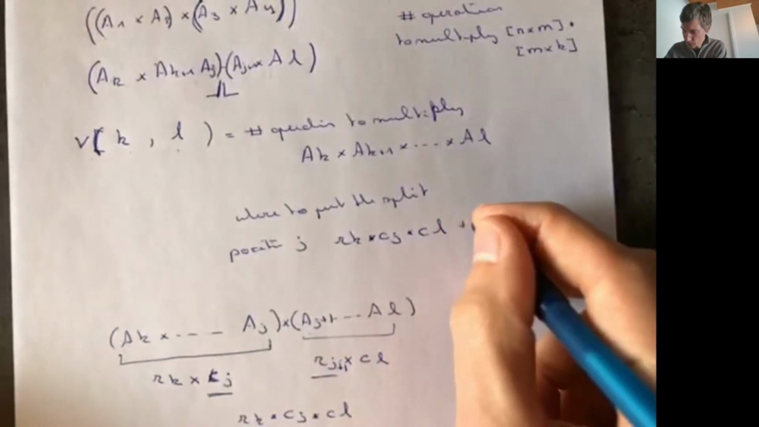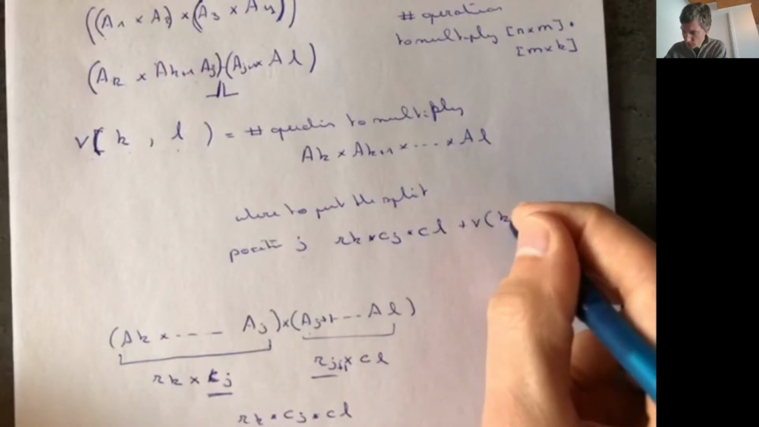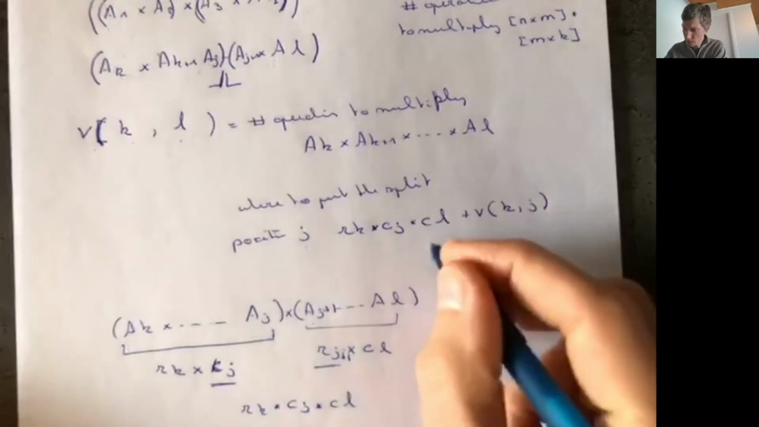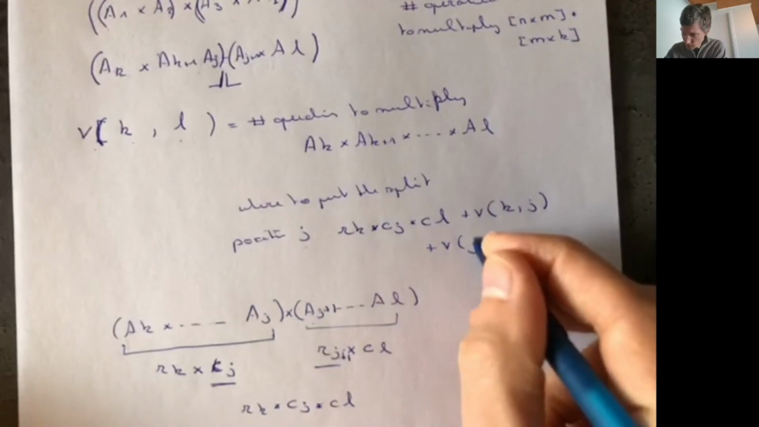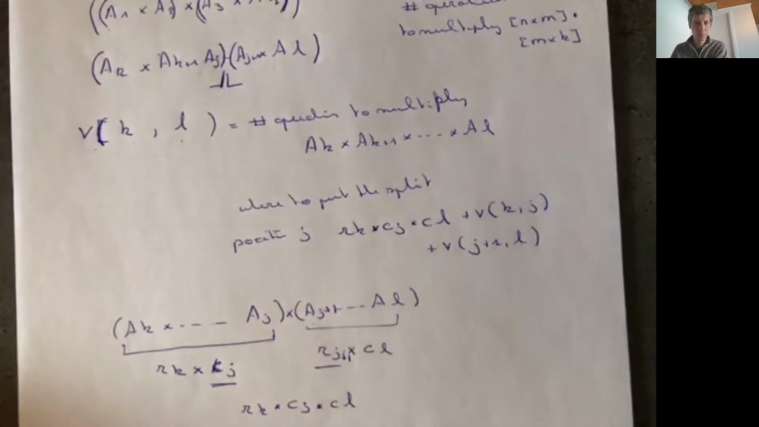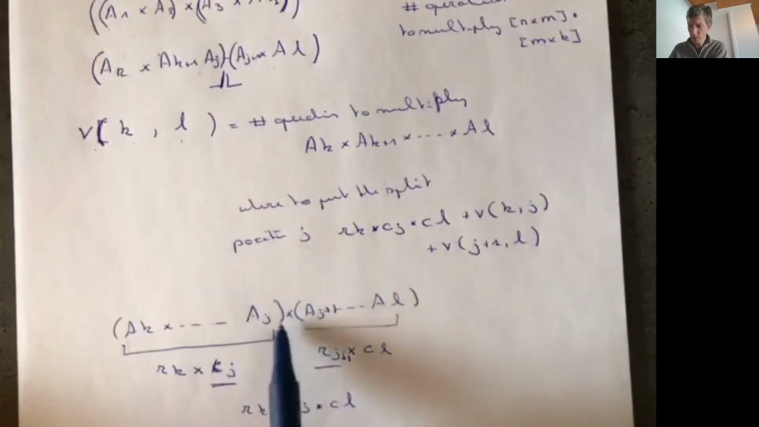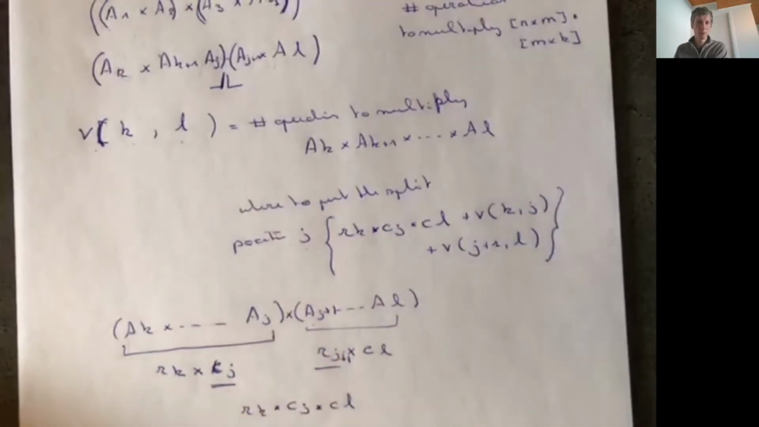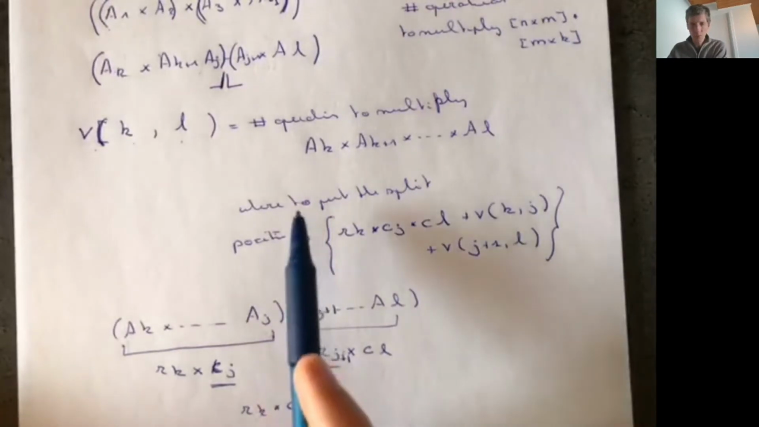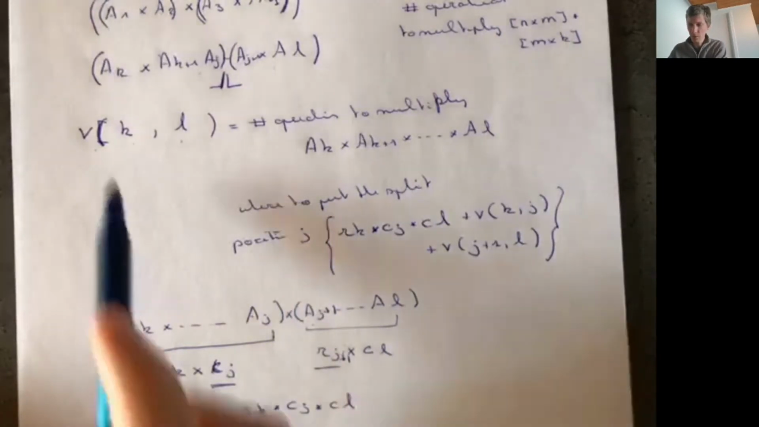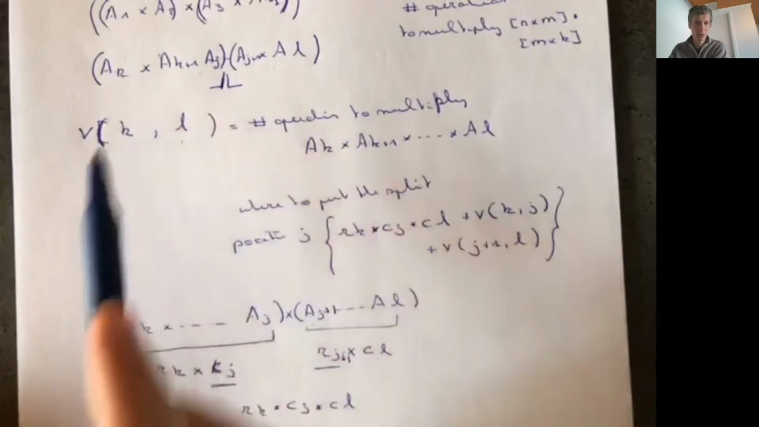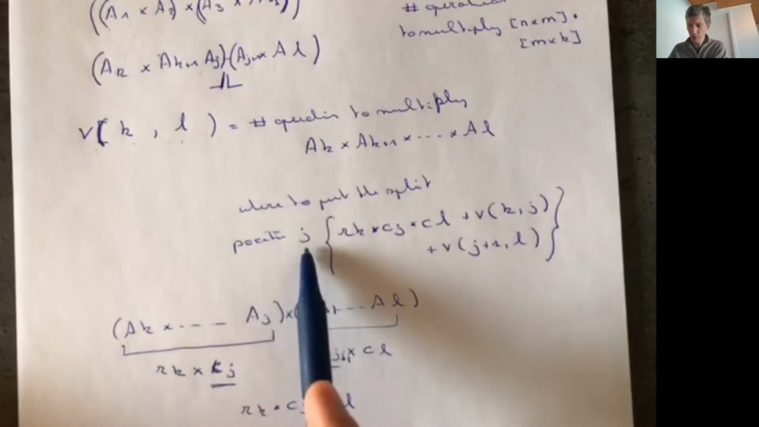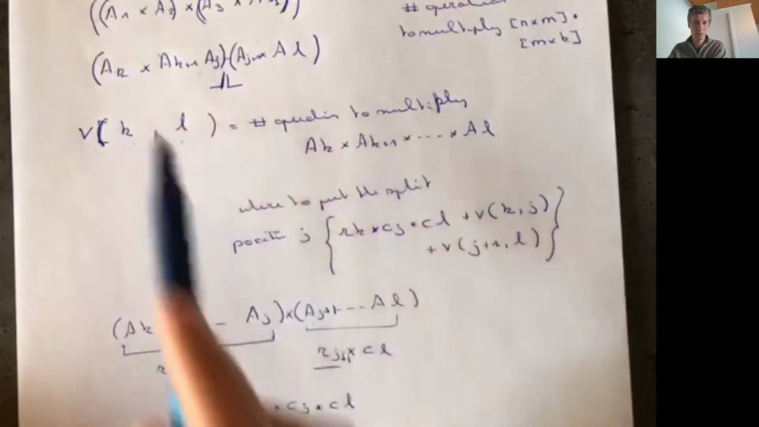which is V_KJ, and then we have to make this product here, plus V_{J+1,L}. Okay, so if you put the brackets at position J, then this will be our minimal cost. Of course, we don't know where to put the brackets, so because this is the minimum number of operations we need to do in order to multiply from A_K to A_L, we will put the brackets at the position which minimizes this cost.